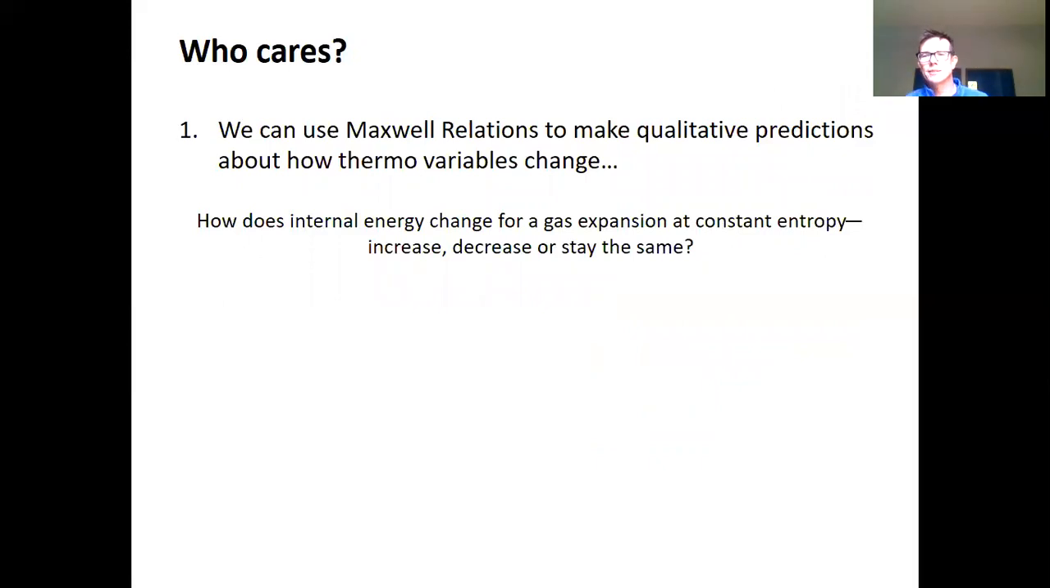Why in the world do you possibly care about this? Well, I think there are 2 reasons. The first is that you can use Maxwell relations to make qualitative predictions about how thermodynamic variables change.